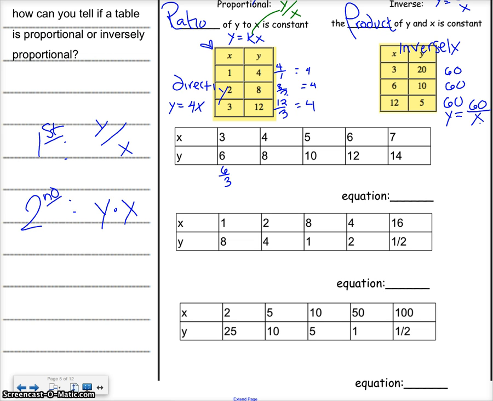6 over 3, 8 over 4, 10 over 5. I already can tell it's the same. But I might as well just be consistent. 12 over 6, 14 over 7. 2, 2, 2, 2, 2. So this is directly, because the ratio is the same. And my equation is y equals whatever that common ratio was to x.